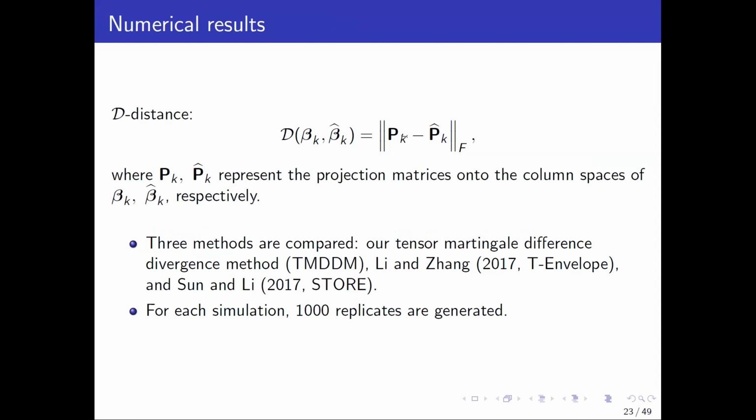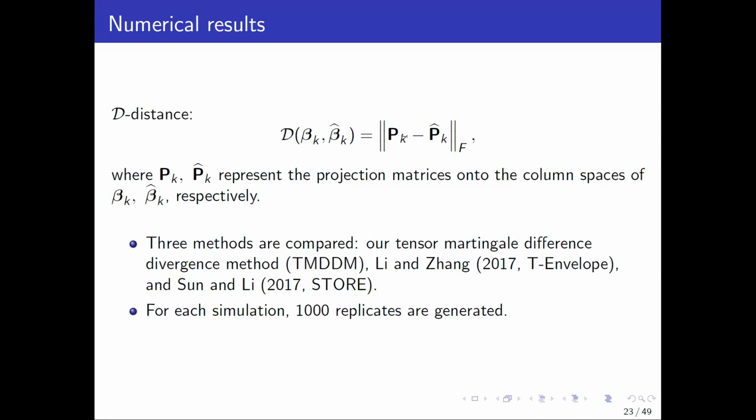So I can show you some numerical results. In order to measure the dimension reduction accuracy, we computed this d distance. The d distance is basically the Frobenius norm of the difference of two projection matrices, where Pk is the true projection matrix constructed by the true beta k, and Pk hat is the estimated projection matrix constructed by the estimate of beta k. A smaller d distance means that the approach is giving us more accurate dimension reduction results.